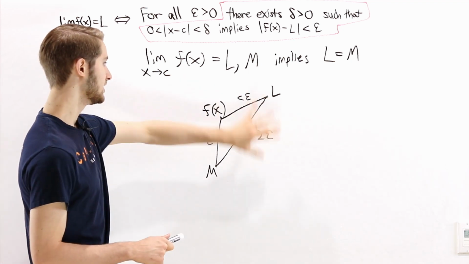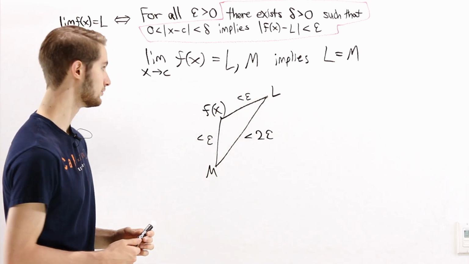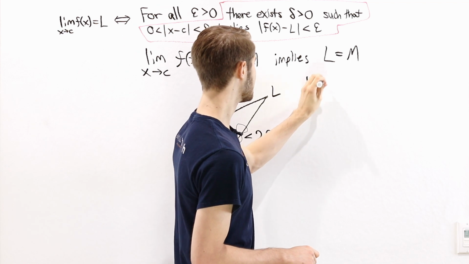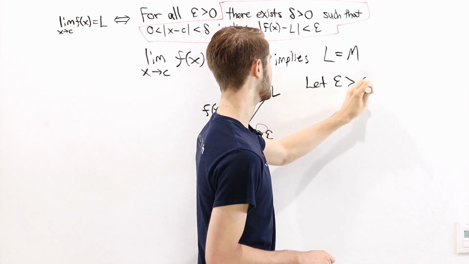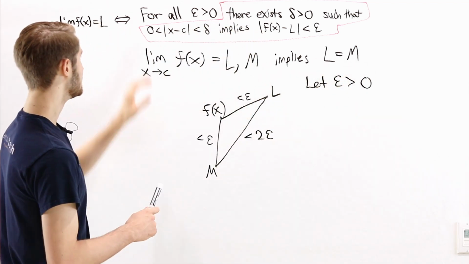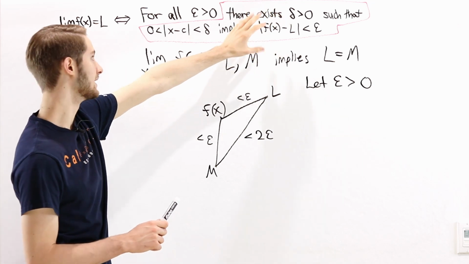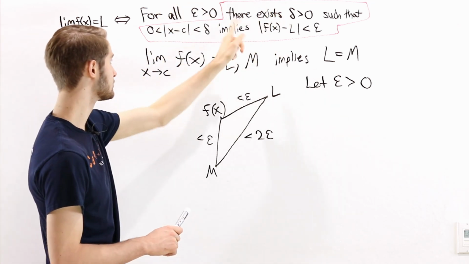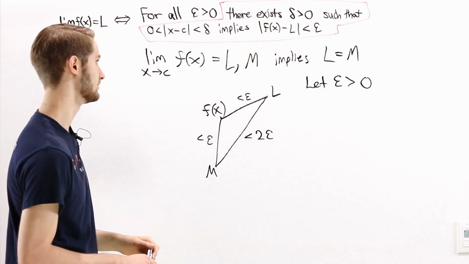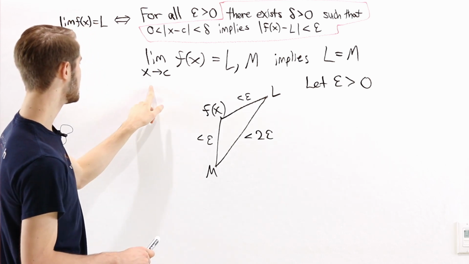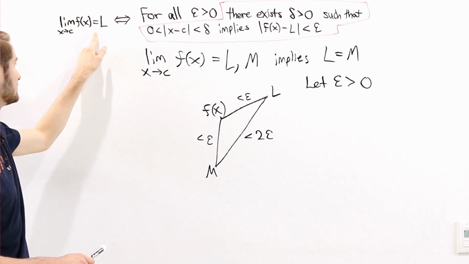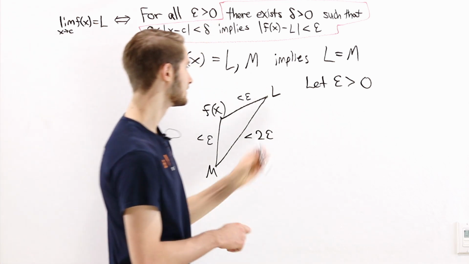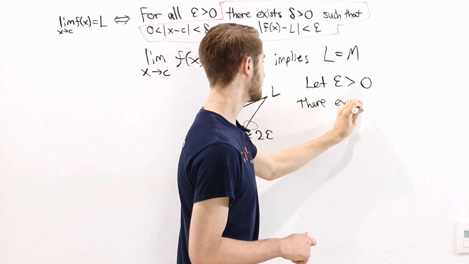So let's take this picture right here and make it a little more formal. So let epsilon greater than 0. We can use the epsilon-delta definition right here because it says that some statement is true for all epsilon greater than 0. So because the limit as x approaches c of f of x equals L, we know there exists some value of delta.